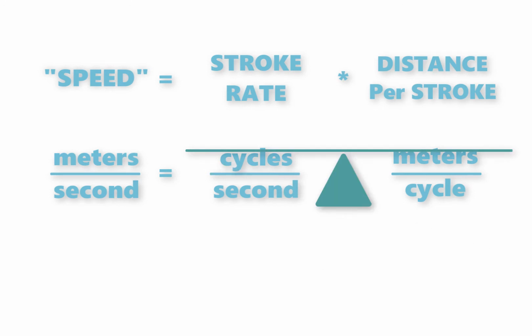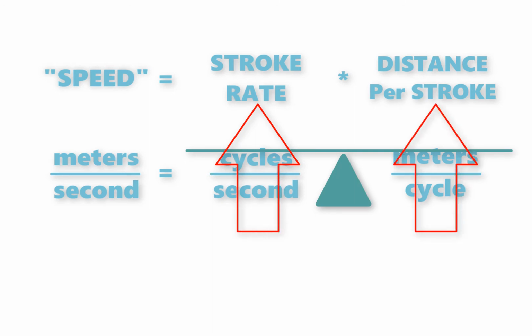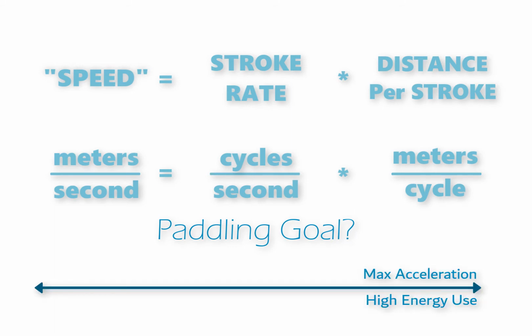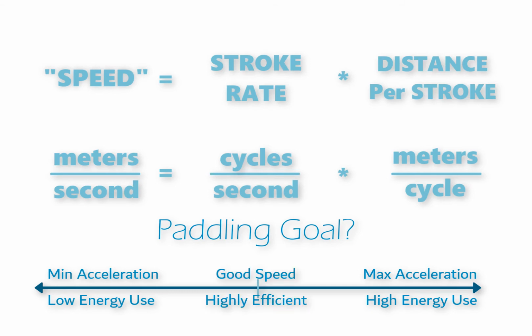So how do we find that balance then? How do we find the best stroke rate combined with the best distance per stroke? This depends on your goal. Do you want to go as fast as you possibly can? Do you want to use as little energy as you can? Would you like to split the difference and have good speed, but be efficient with your energy? I mean, there's an infinite number of combinations on this spectrum.